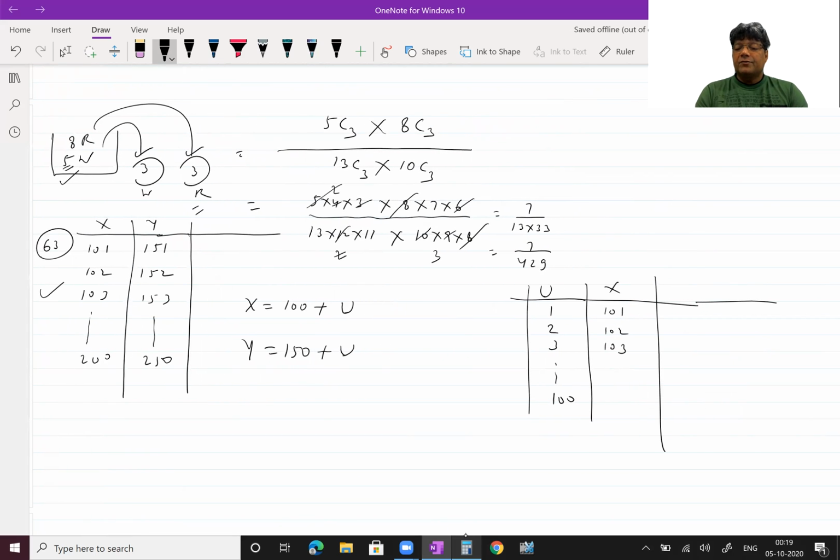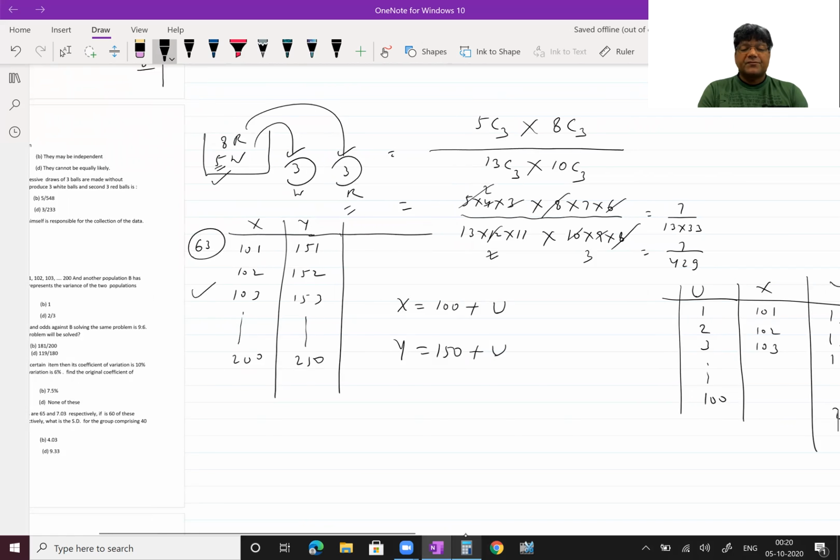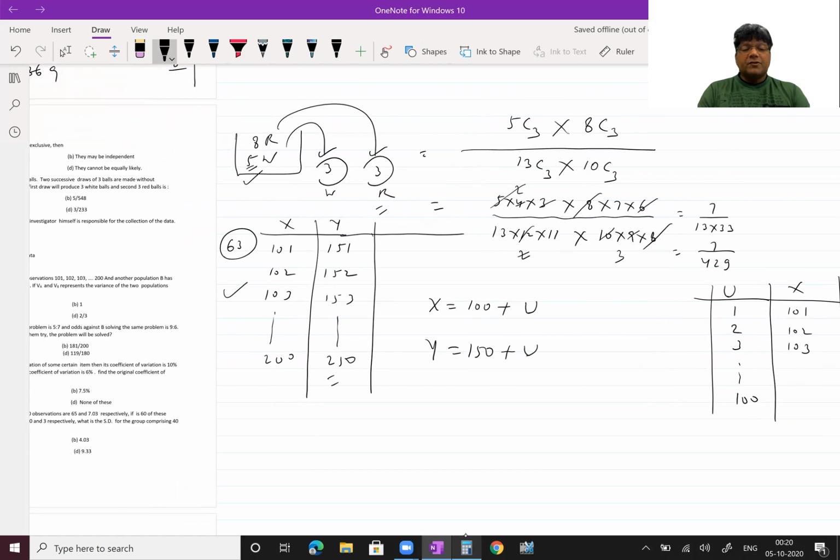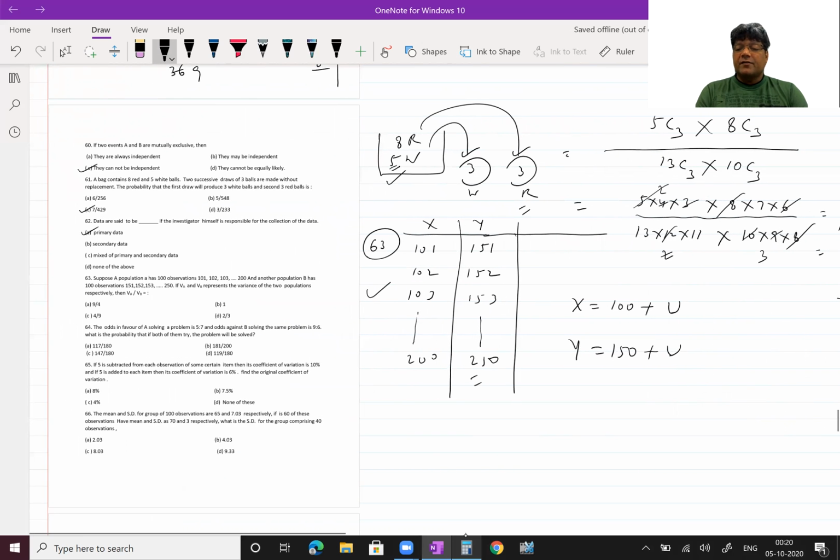Your Y value: if I do 150 plus u, 150 plus 1 is 151, 150 plus 2 is 152, 150 plus 3 is 153, and so on up to 150 plus 100, which is 250. See, we got the two given sets of values, both are the same set of variables. In one it is 100 plus u, in the other it is 150 plus u.